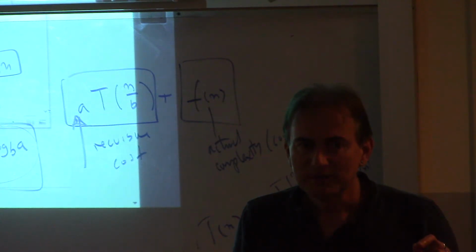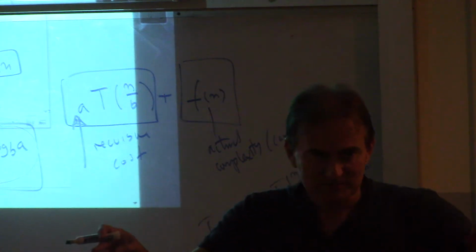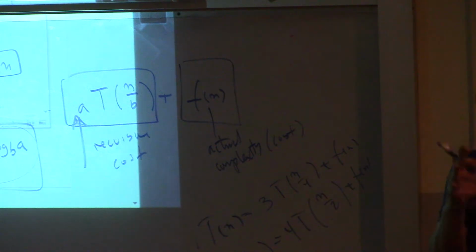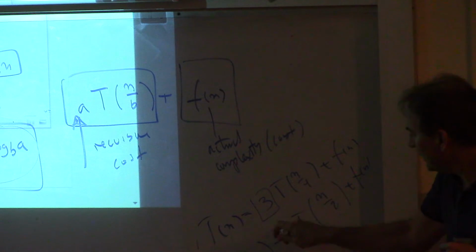Number of branches. Okay, I know you're there, I just want to, can we just agree on some wording here? So this A coefficient is the number of branches.